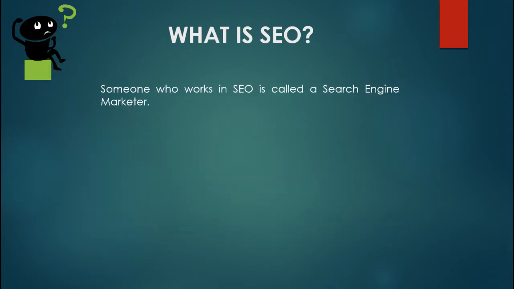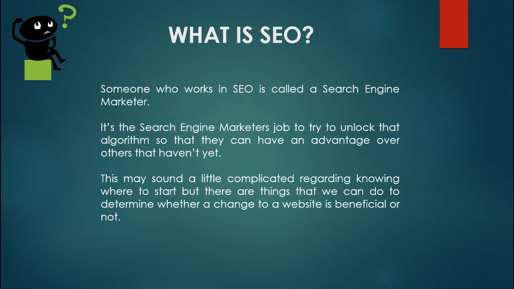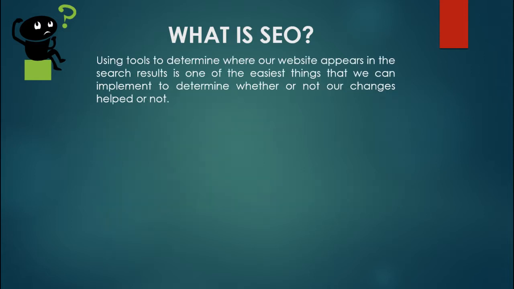Someone who works in SEO is called a search engine marketer. It's the search engine marketer's job to try to unlock that algorithm so that they can have an advantage over others that haven't. This may sound a little complicated regarding knowing where to start, but there are things that we can do to determine whether a change to our website is beneficial or not. Using tools to determine where our websites appear in the search engines is one of the easiest things we can implement to determine whether or not our changes helped or not.